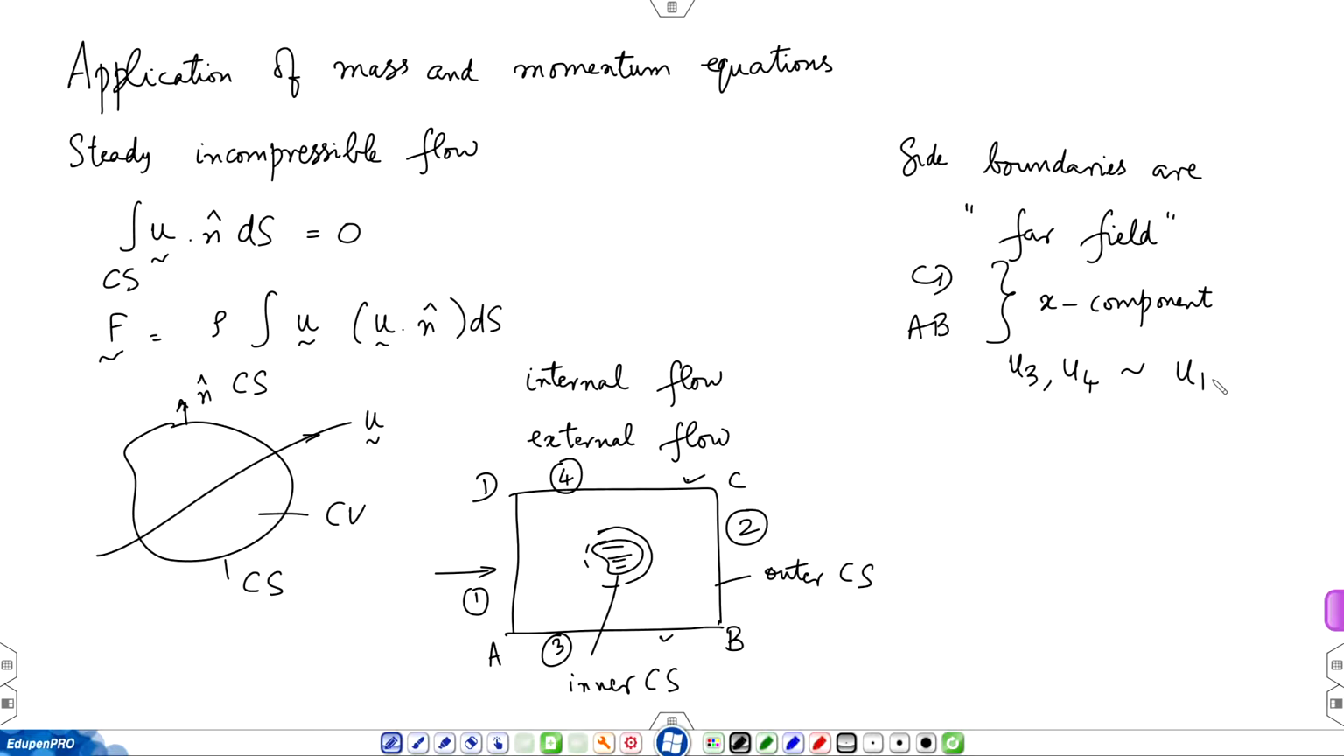The other implication of u3, u4 being close to u1 is that the velocity distribution in that region is nearly flat. Okay. So, let us draw the velocity distribution on plane 1. This is u1 coming in. Now, because of the blockage on the outflow plane, you will have a reduction in velocity just downstream of the object.